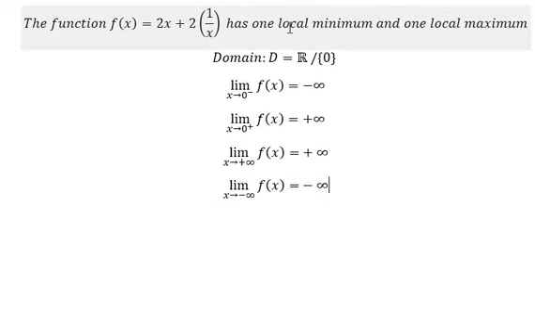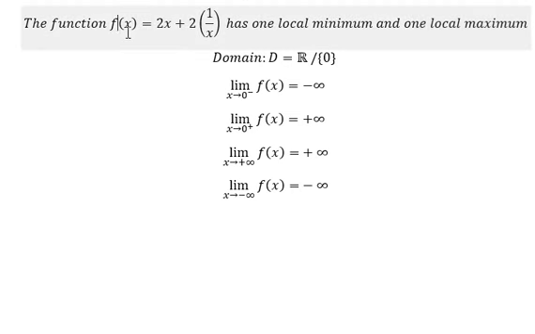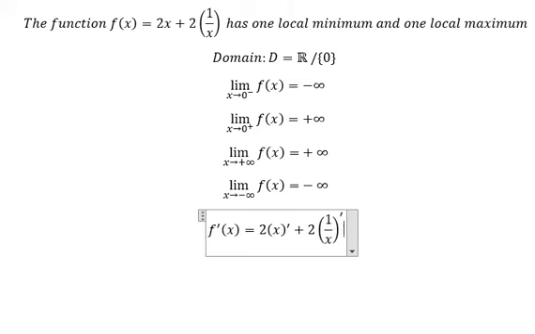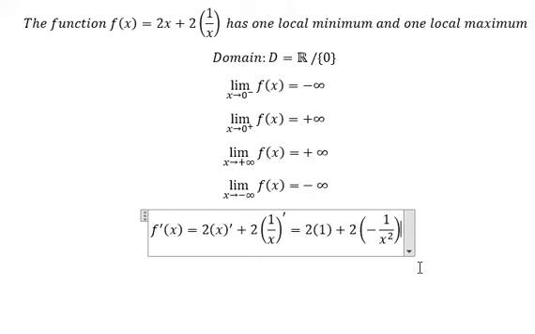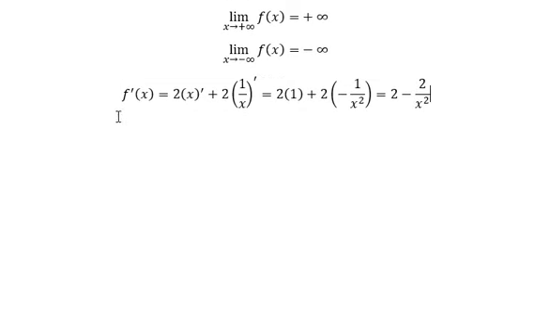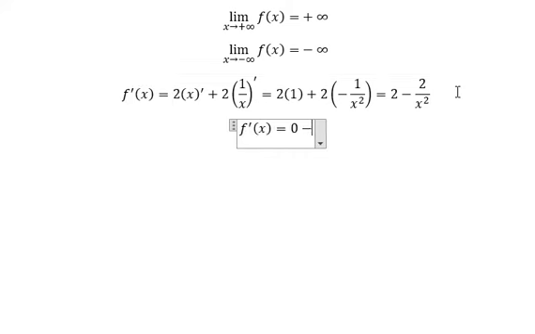Next, if we want to find the local minimum and local maximum, we need to find first the derivative of the function. So first, the derivative of x, we have number 1. The next one is negative 1 over x squared. So the next one, we need to put first the derivative of the function equal to number 0. That means this one equals number 0.